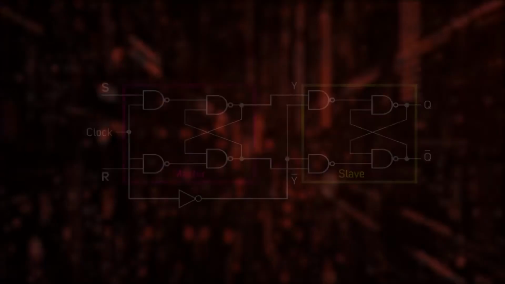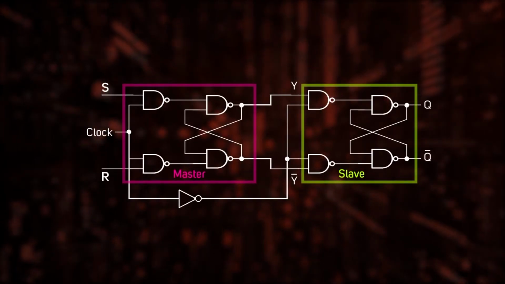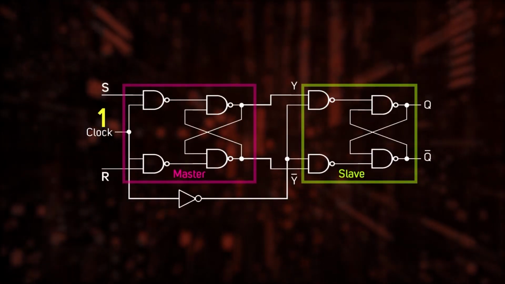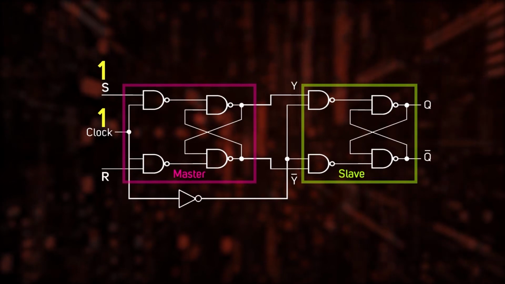Now, we have seen the characteristic table of the SR flip-flop. Let us apply the same in the master-slave flip-flop too. But remember, these output states were obtained only when the clock input was high. We need to see the other side too, that is when the clock pulse is low in the case of the master-slave flip-flop. Let us start with clock CLK equal to 1 and S equal to 1 and R equal to 0.